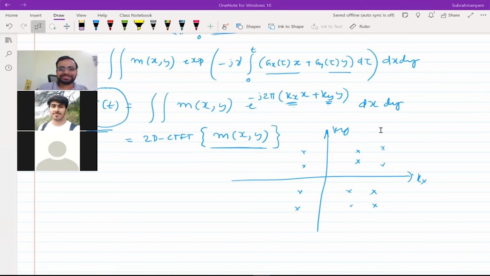Yes, sir. To some extent, we are generating the Fourier transform and then taking the inverse Fourier transform to get m of xy. That's right. And you are controlling this kx and ky yourself, so that you would figure out at what kx and ky the signal corresponds to.